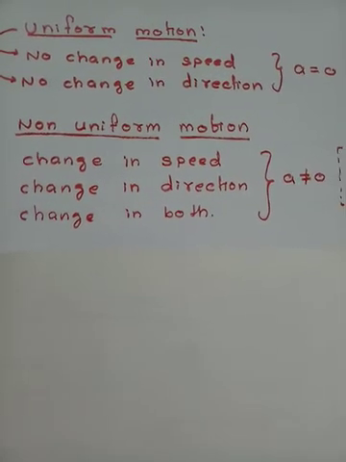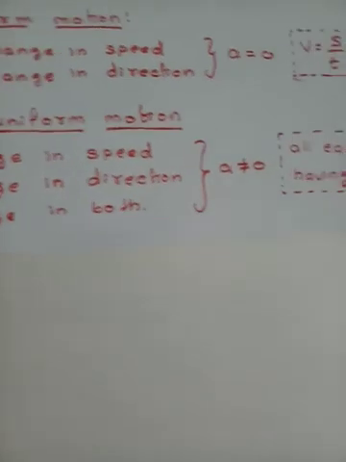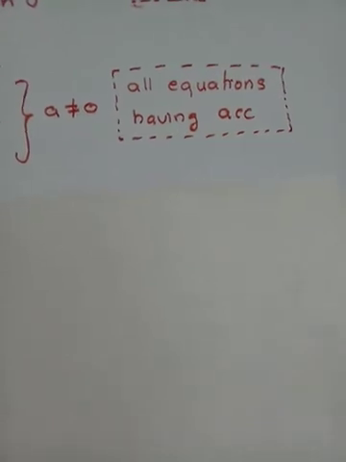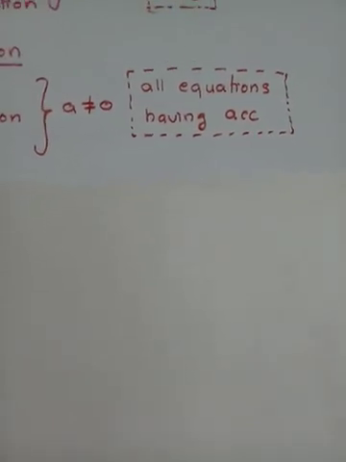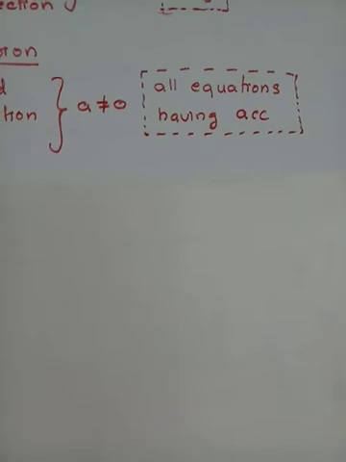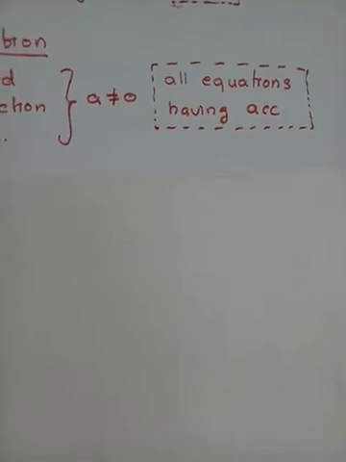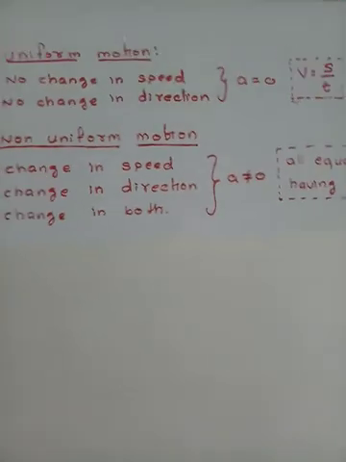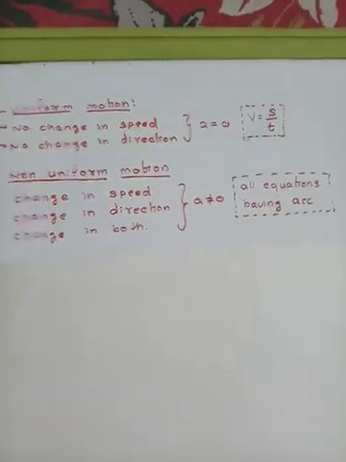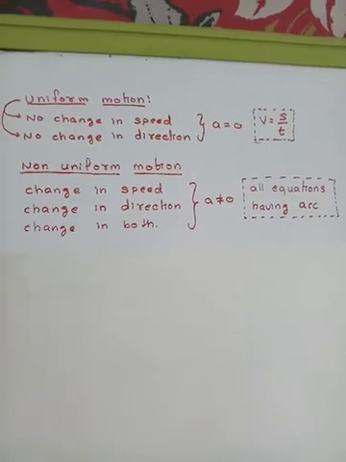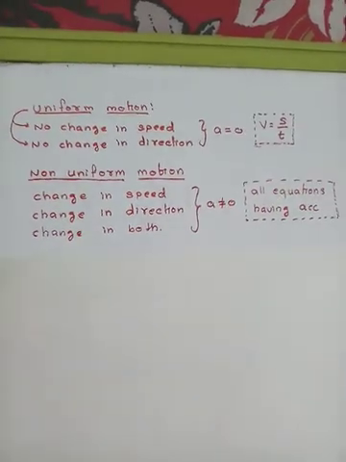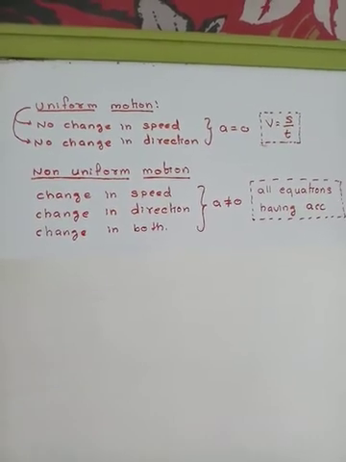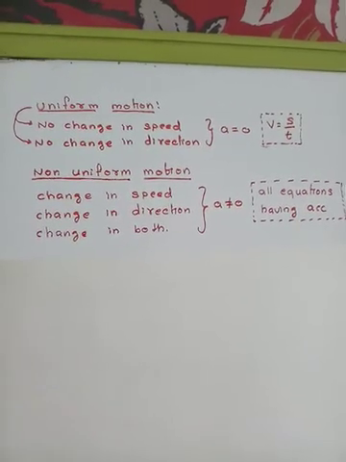And which equations are used in non-uniform motion? All the equations having the term a: v equals u plus at, s equals ut plus half at square. All the equations of motion are used for non-uniform motion. So this is the difference between uniform motion and non-uniform motion. Now, before beginning the numerical part of this chapter, we will have to learn a few more things about graphs.